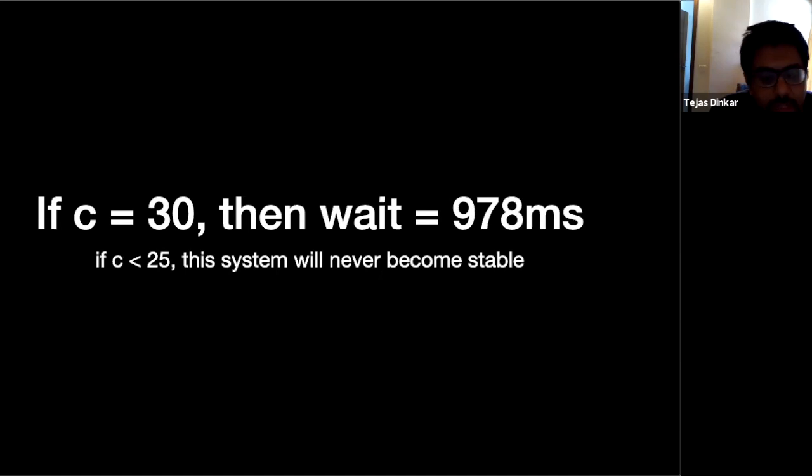If you have 30 server threads, then your wait time has suddenly increased to 978 milliseconds. That means even the requests which took 0 time are now taking 978 milliseconds, and the requests which took 25 seconds now take 25.9, or well, 26 seconds. And if you actually have fewer than 25 threads, your system just never becomes stable at all. Your input queue will simply queue up until eventually you run out of memory, or something else shuts it off.